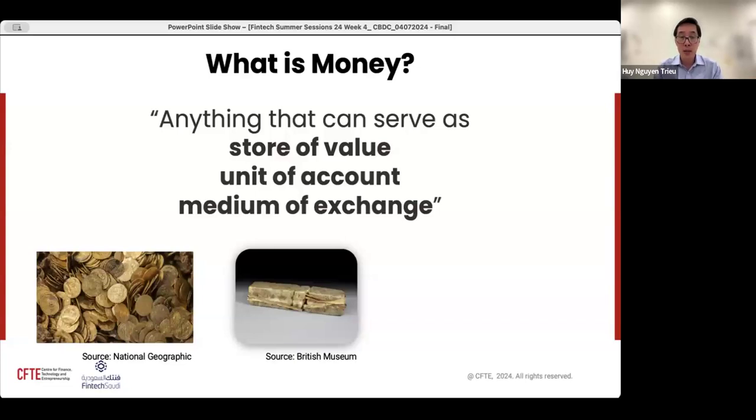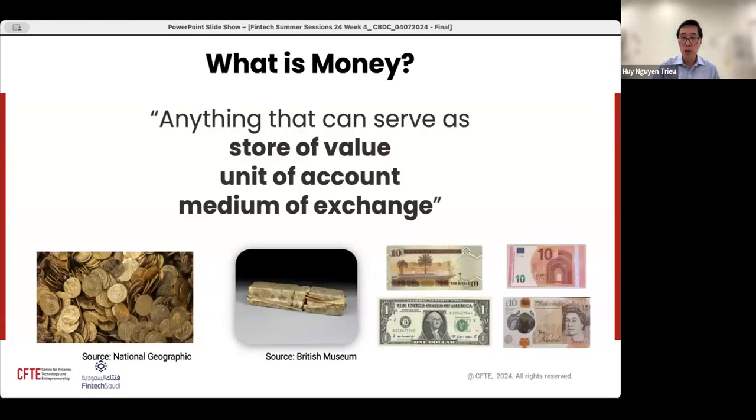But the reality is that in the world of today, we do not use gold, we do not use salt or other commodities. We use what we call fiat currencies. So fiat currencies like the real, like the dollar, the pound, the euro, would be fiat currencies. This is what we consider as money today. And so we'll talk about money in a digital world.